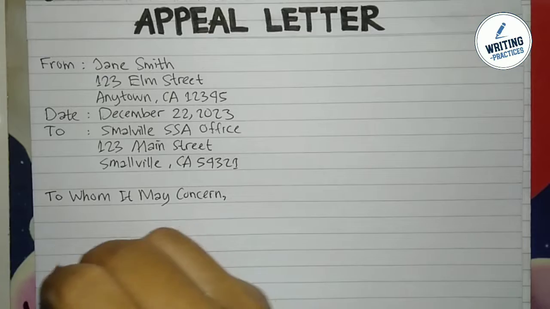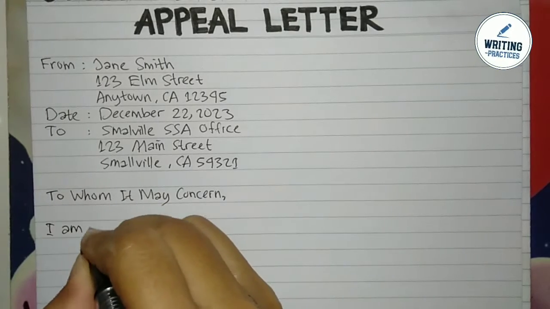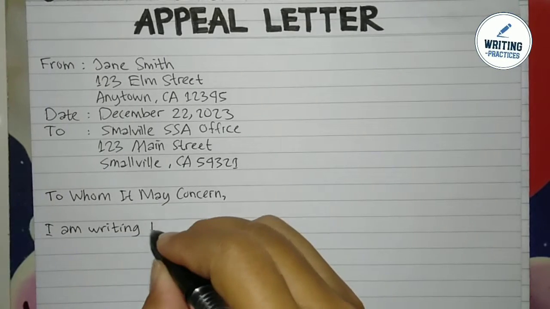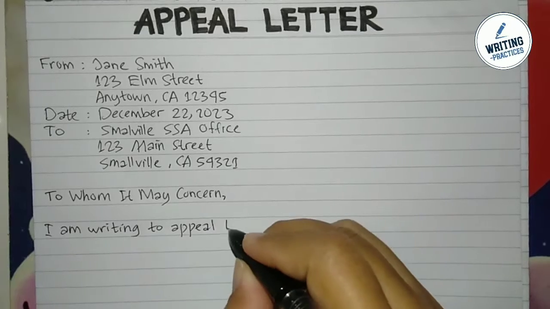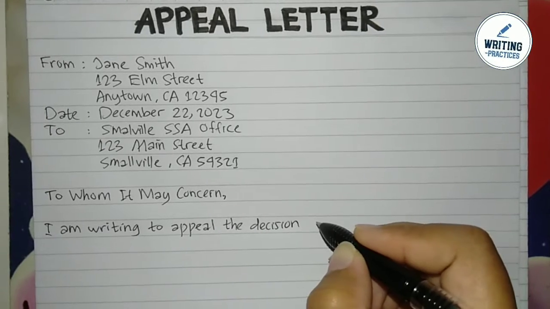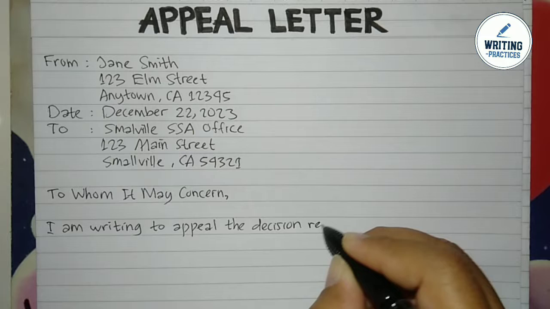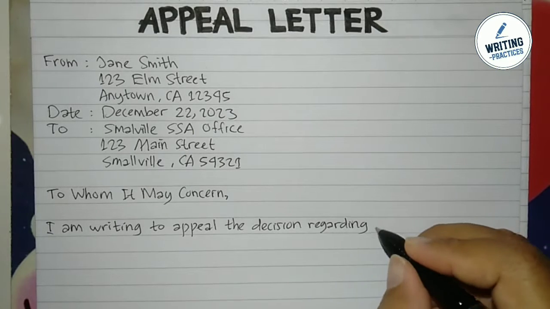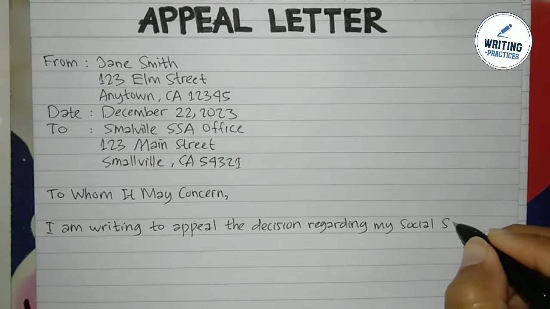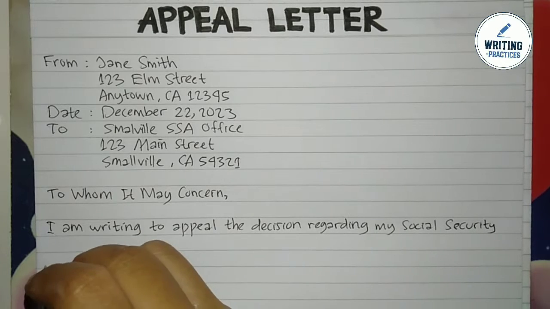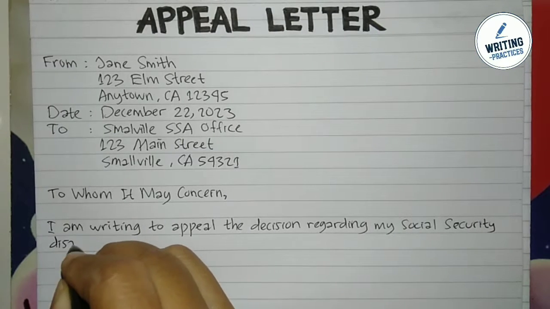In the first paragraph, you need to write an appeal introduction. State clearly that this is an appeal for your Social Security disability claim. And when you do it, don't forget to include your Social Security number. And write also the claim number, along with the date of the determination.